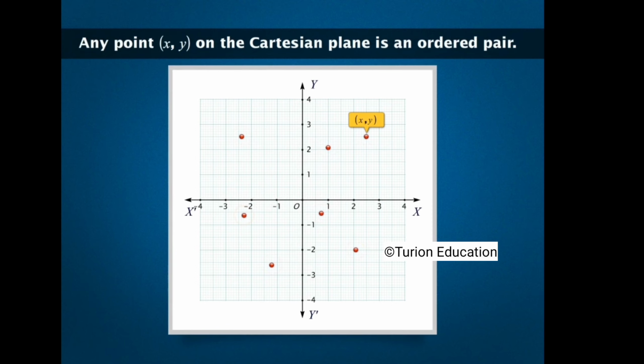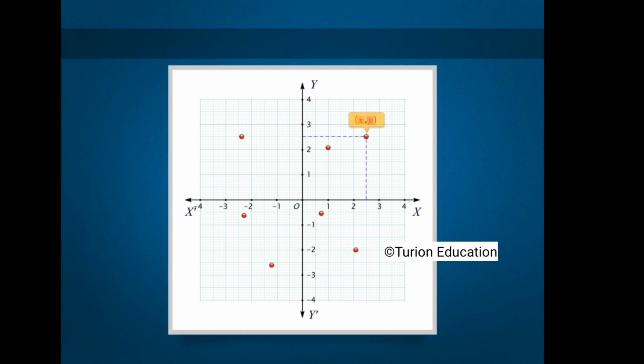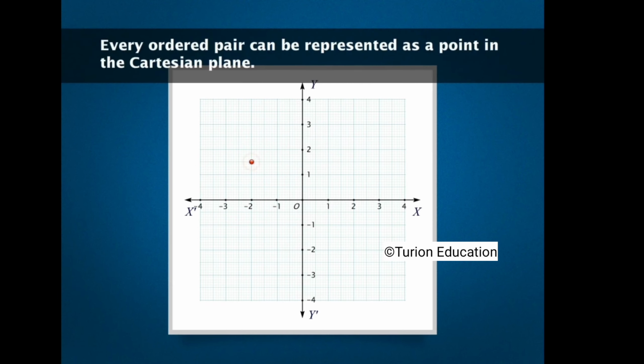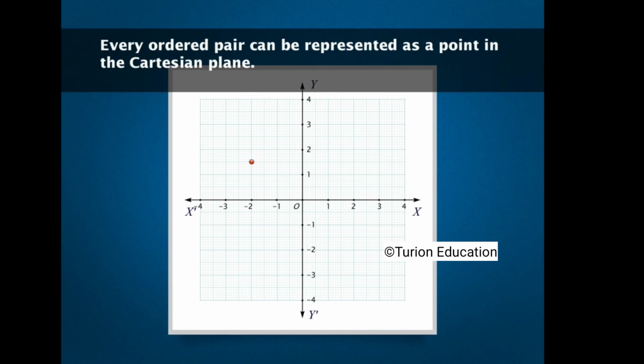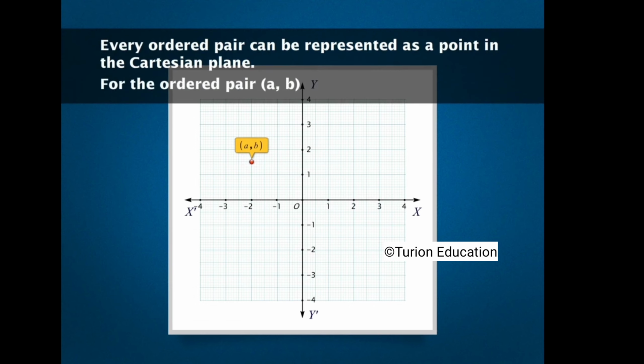Remember what a point in the Cartesian plane is? An ordered pair, as first element corresponds to the distance along x-axis and second element as the distance along the y-axis. So, we can represent every ordered pair as a point in the Cartesian plane. In the ordered pair (a, b), the first element, that is, a, is the x-coordinate, also called the abscissa, and the second element, that is, b, is the y-coordinate, also called the ordinate. In fact, the first and second elements may also be called the first and second coordinates.